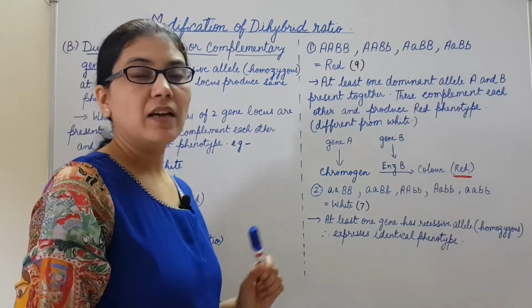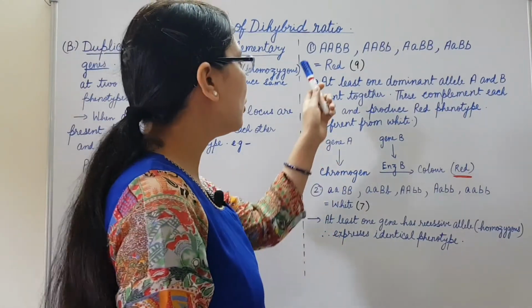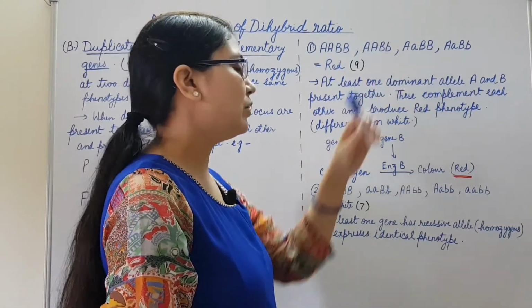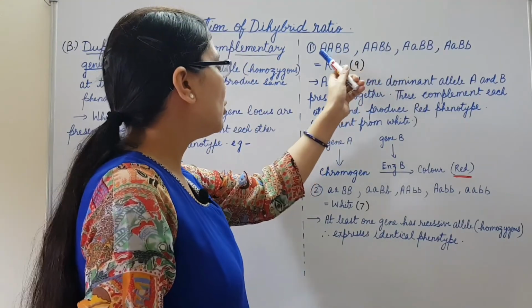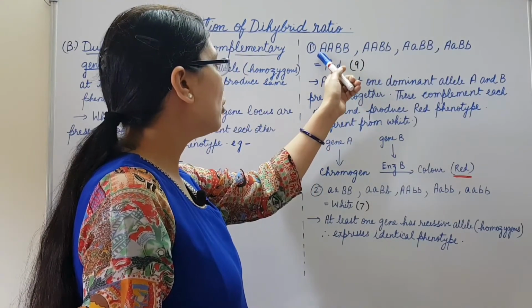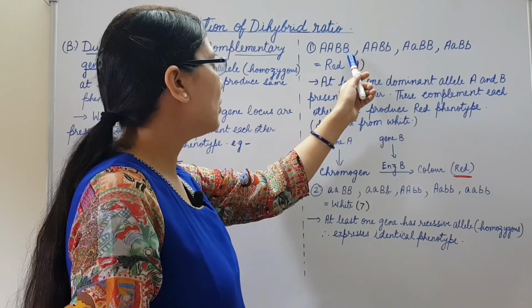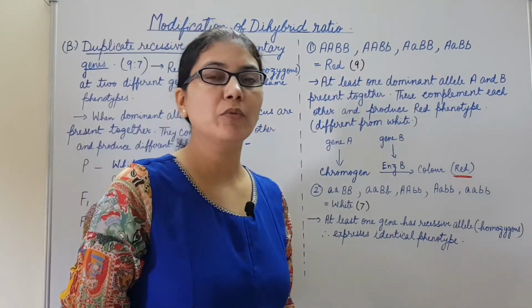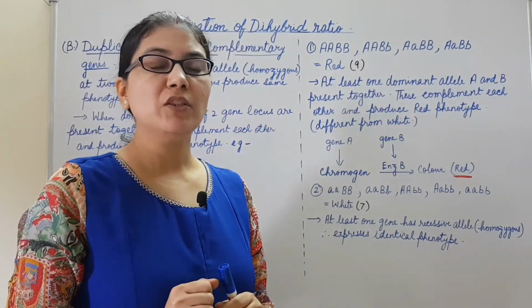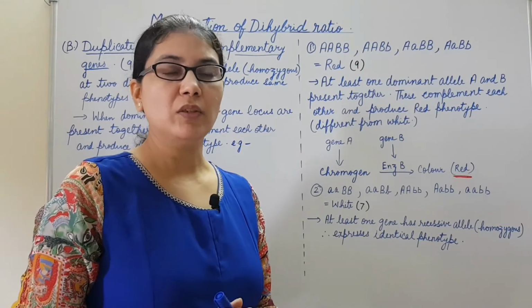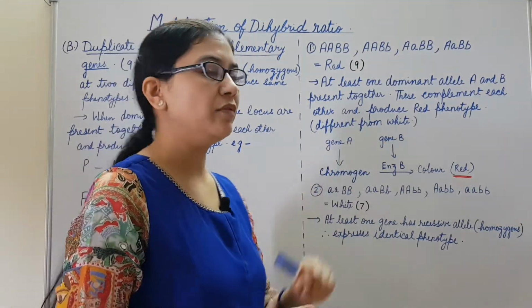Now let us understand this 9:7 ratio with the genotype of the F2 generation. In these types of genotypes, at least one dominant A allele and one dominant B allele are present together. These complement each other and produce the red phenotype, which is different from the white phenotype.